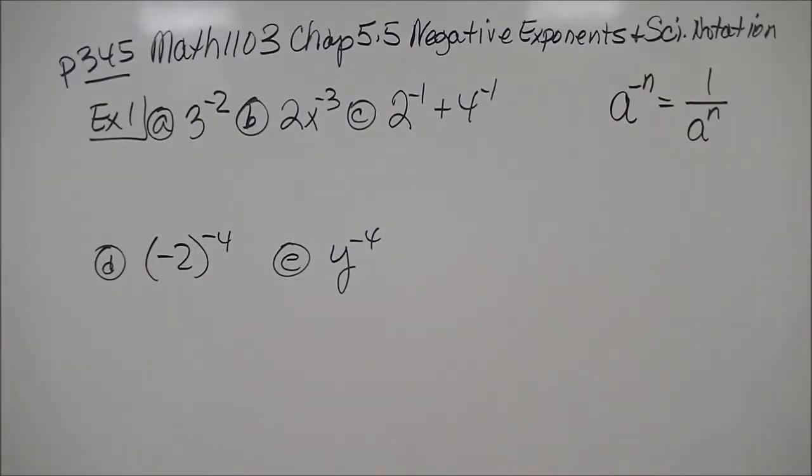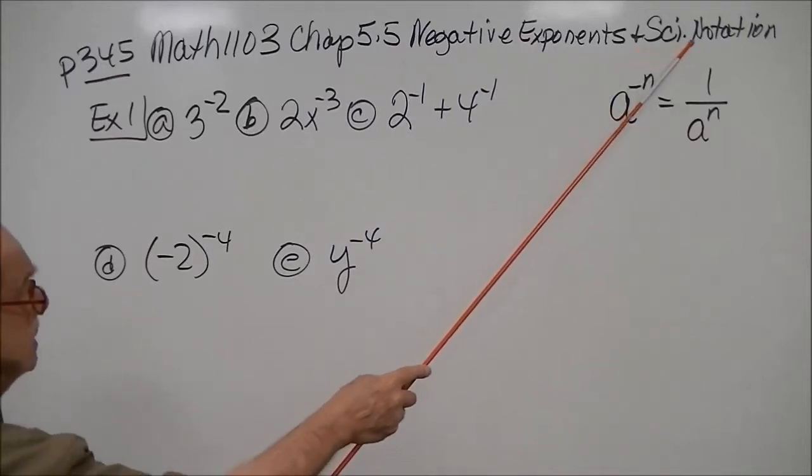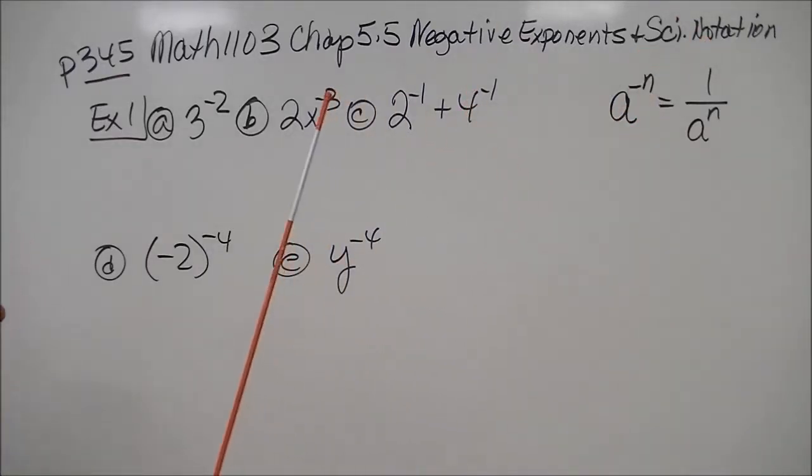As we start our next to last section in Math 1103, Section 5 of Chapter 5, we're going to deal with negative exponents and scientific notation.